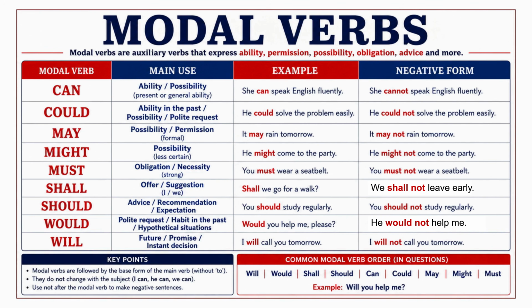The sixth modal verb is shall. Shall is used for offers and suggestions, especially with I and we. For example, shall we go for a walk? Shall I open the window? Shall we begin now? Shall I help you?